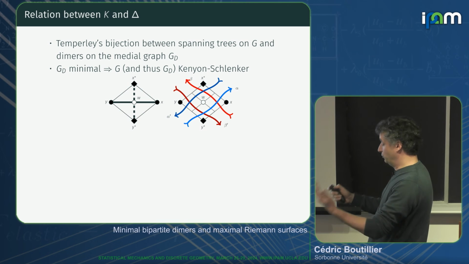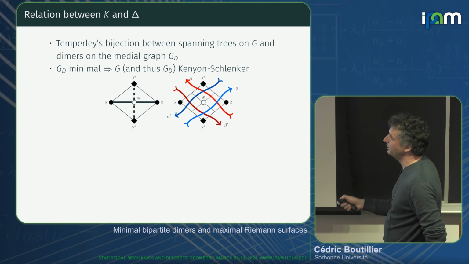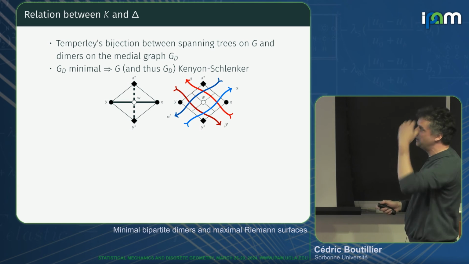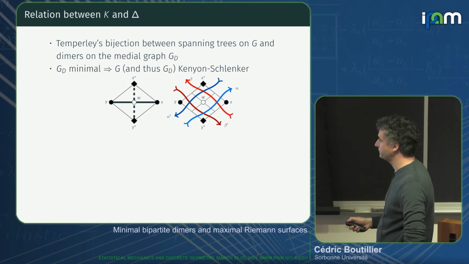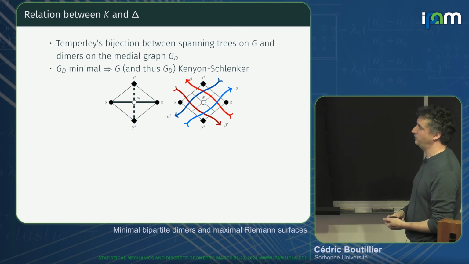And you could start building, but it was interesting for us to look at the relation between the Kasteleyn operator and the Laplace operator. So there is this temperless bijection between spanning trees on a graph and dimers on the medial graph, which is obtained as follows. If I have an edge of my graph G, I just put a white vertex in the middle. I look also at new vertices which correspond to faces of my graph. I connect them so that this white vertex is degree 4, and this gives me this medial graph.